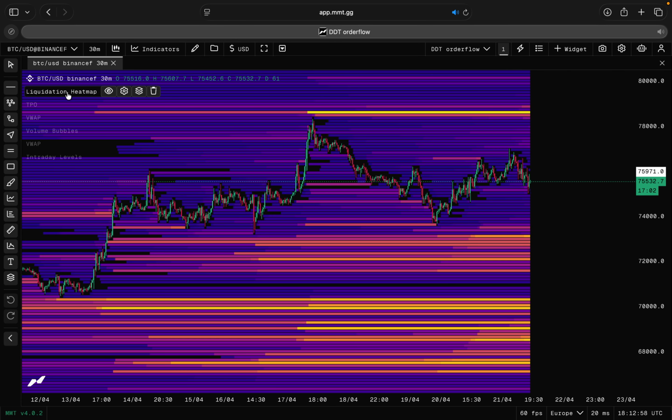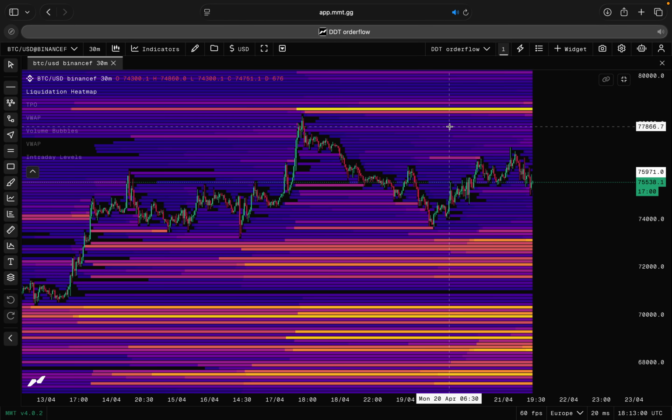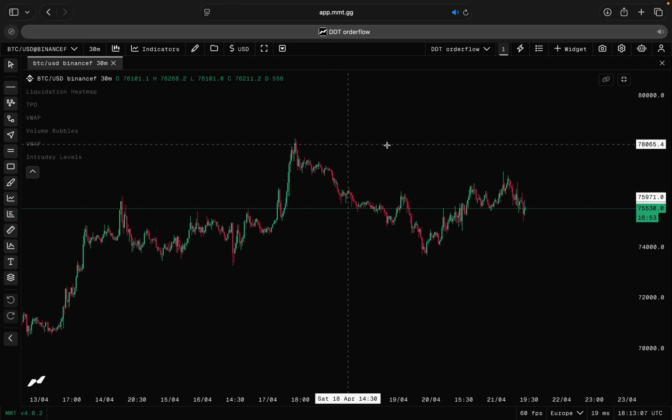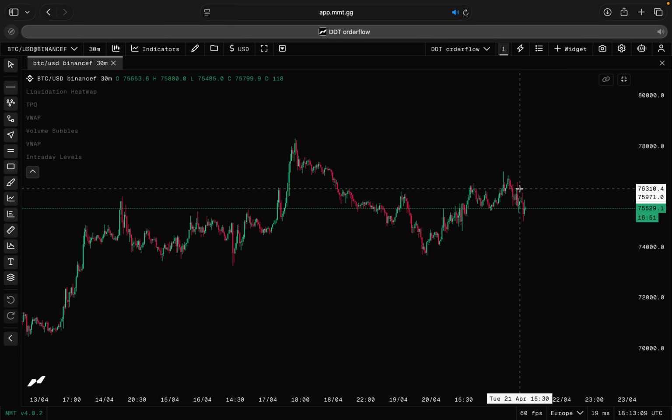Usually, and that's also why I use the order flow, you as a trader, especially if you are more into low time frame but also on high time frame, want to position where other people position themselves as well, because those are high probability areas where you can look for reversals. So that's the liquidation heat map.